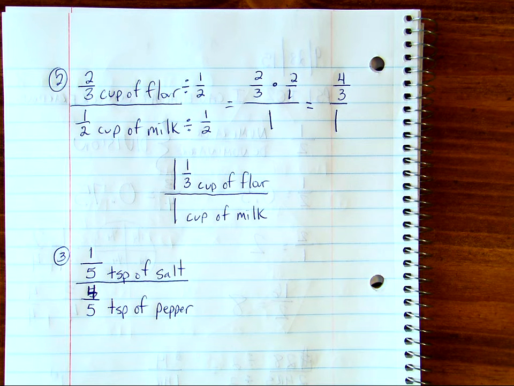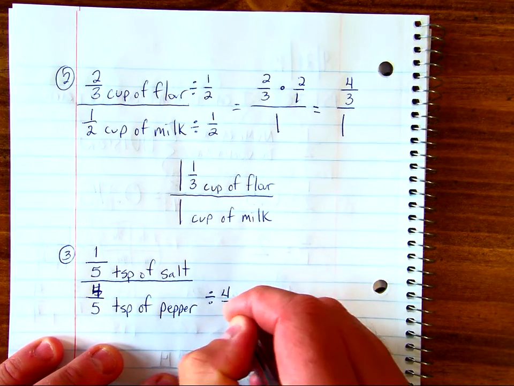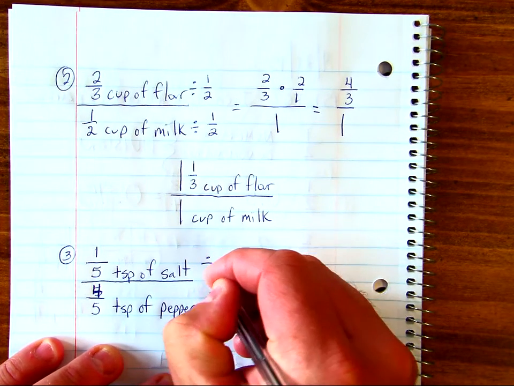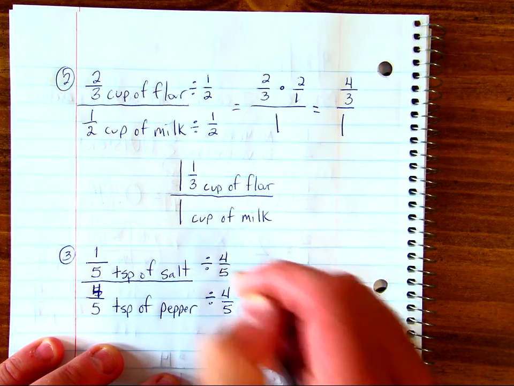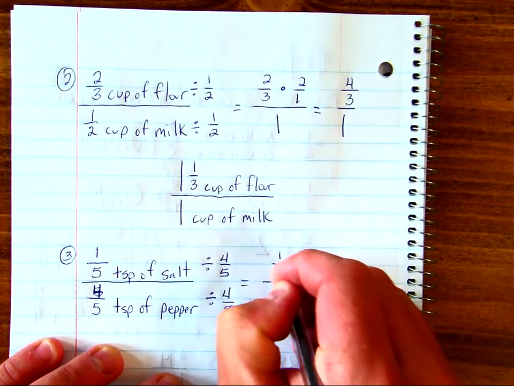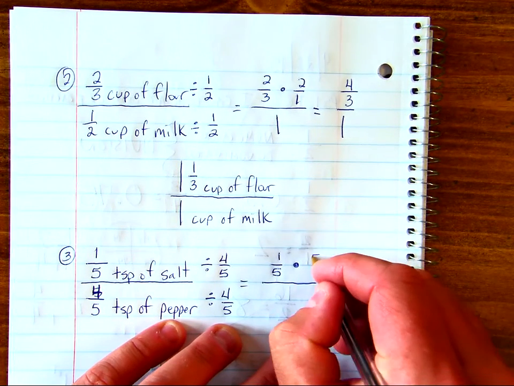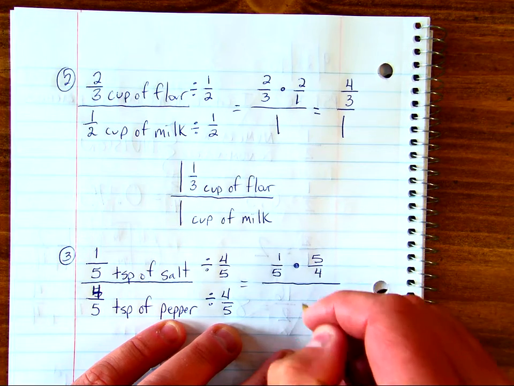All right, pretty good job. Not bad, not bad. I saw a lot of people doing this, which is good. I saw a lot of people dividing by 4/5, and then doing keep, change, flip, or keep inverse reciprocal.